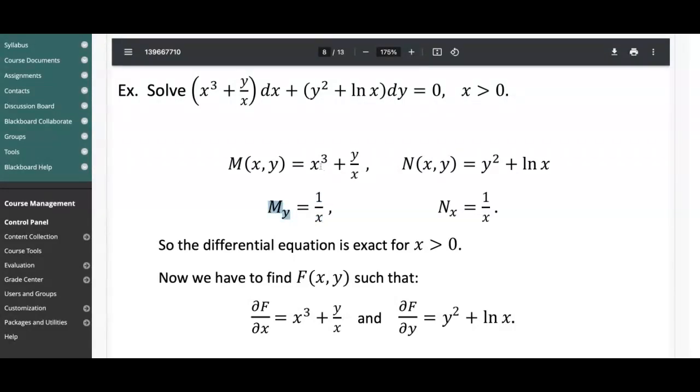So partial M partial y. For x cubed, because we're taking the derivative in terms of y, we're treating x as a constant. What's the derivative of a constant? 0. For y over x, we're treating x as a constant, so that's y over a constant. So 1 over x is just a number in terms of y. So the derivative of y over x is just 1 over x.